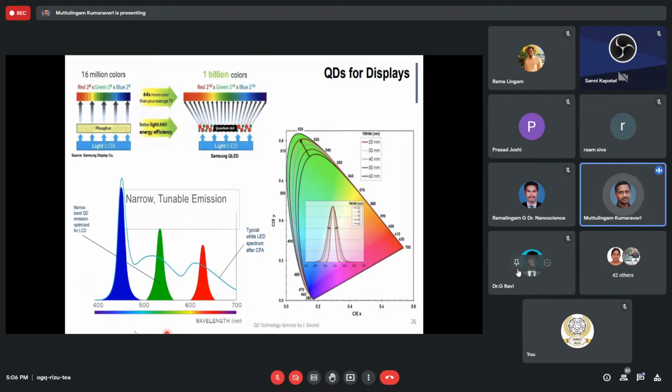This is just the blue, the normal blue LED, and they use it in the liquid crystal display. When they use the phosphor, they can make more colors, but when they use the quantum dot filter, the emission becomes narrower. I mean the full width at half maximum becomes 25 nanometers. They can easily tune from 50 to 25 by using this quantum dot filter in the display.